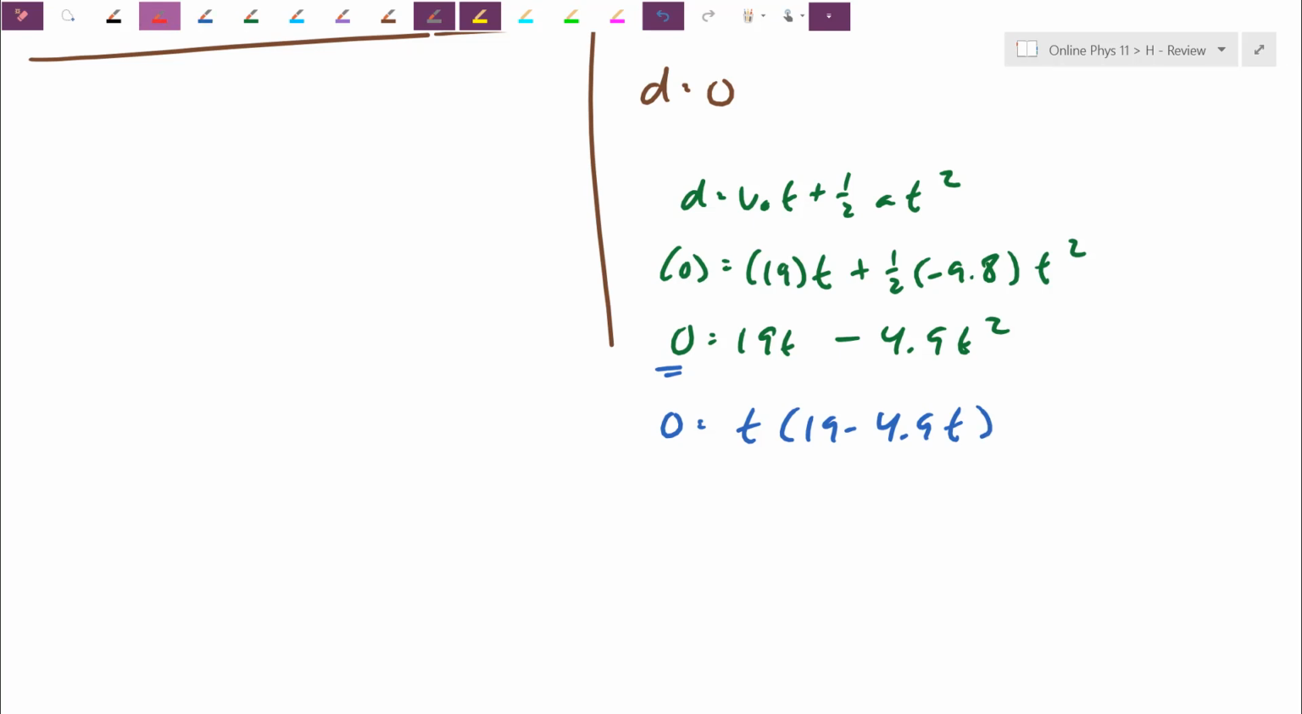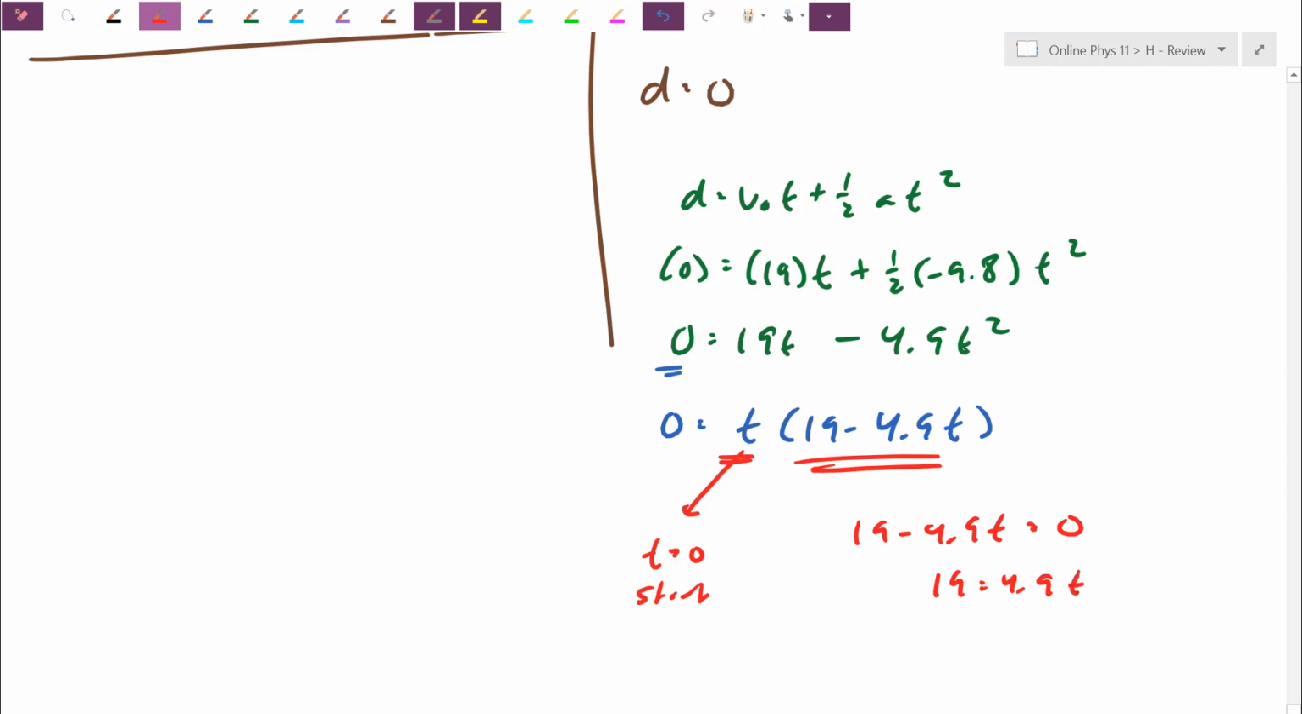If I have two numbers that multiply to give 0, either the first term here is 0. At t equals 0, it's on the ground. Well, that was at the beginning. That was the football's starting place. Or when this term here is equal to 0, when 19 minus 4.9t is equal to 0, 19 is supposed to be 4.9t. What's the t? 19 divided by 4.9 gives me roughly 3.9 seconds, 3.8 seconds or so. And as expected, this is roughly twice the time. Okay? So you can find the time to reach there.